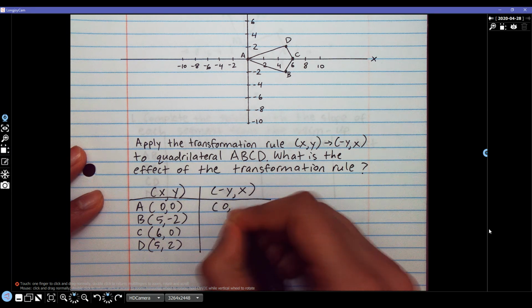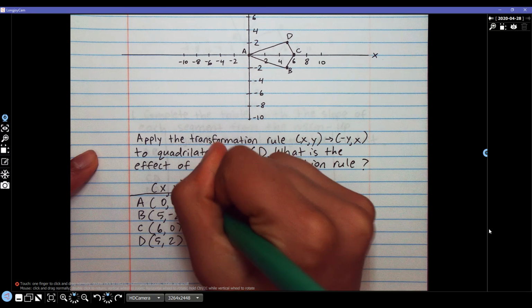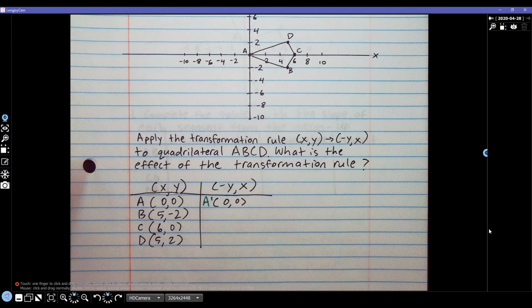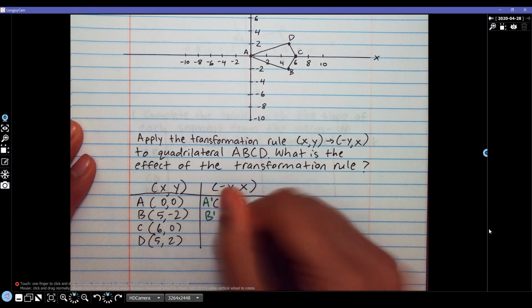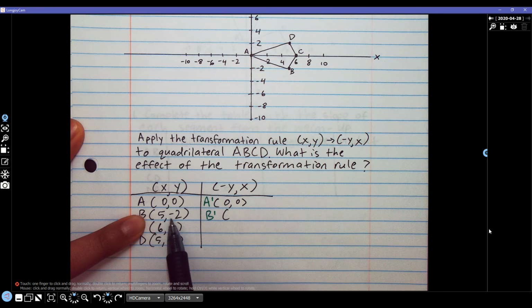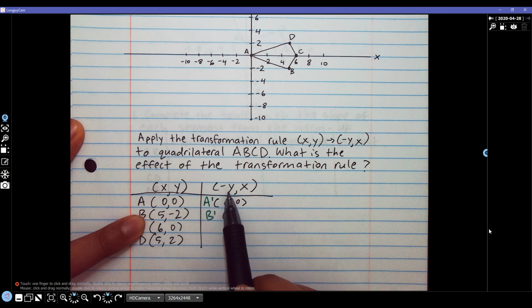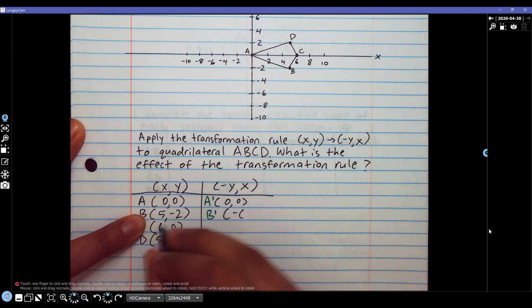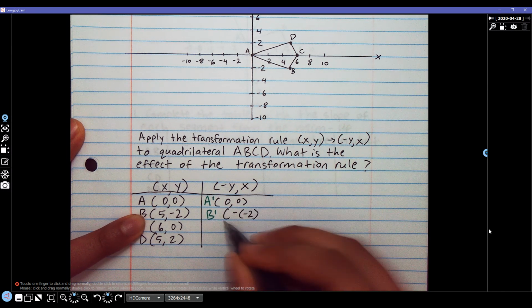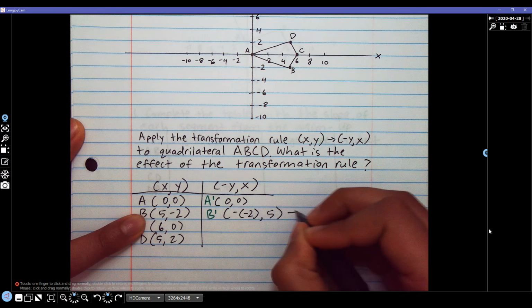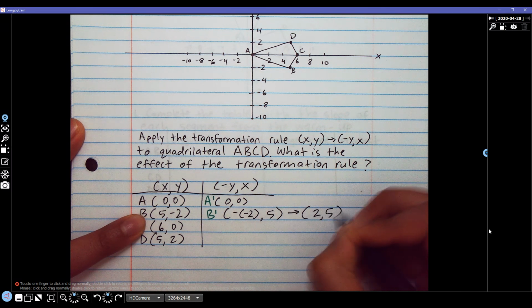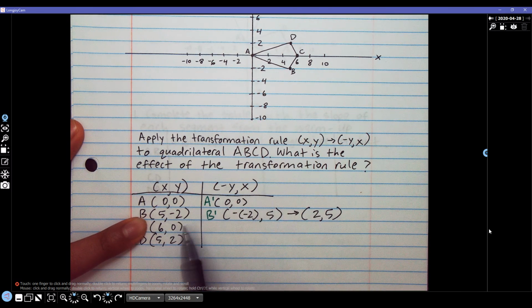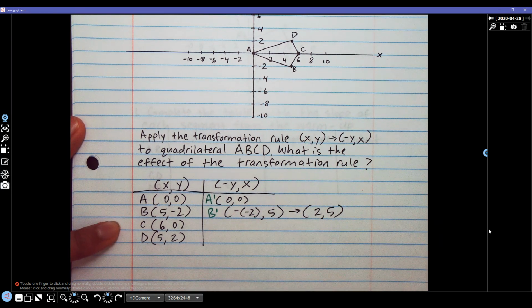So I'm going to call this A prime, right? This is our transformed figure. When we look at B prime, our x and y values are 5 and -2. I'm going to switch that, so this becomes the negative of -2, so negative -2, comma, 5, and this will become (2, 5). So again, we just flipped the x and y coordinates and then put a negative sign in front of the original y coordinate. Let's look at C prime.